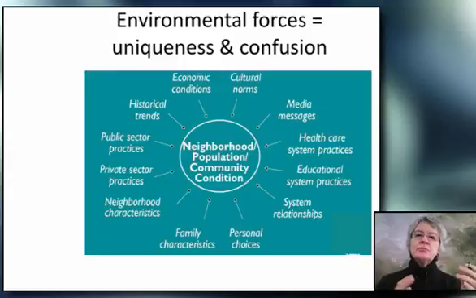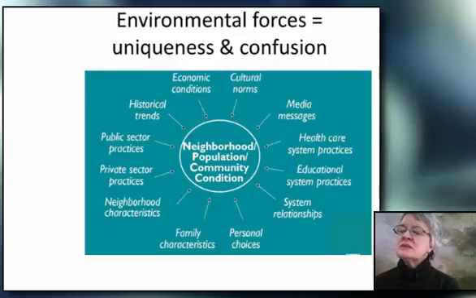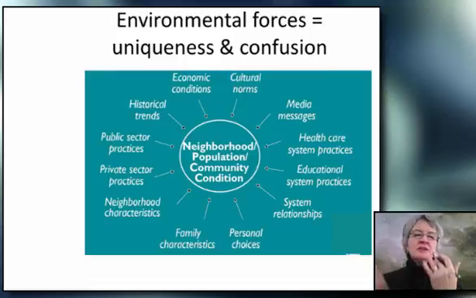So most of the time when people think about their environments, they think about forces. They think about things that are pushing on community conditions. So this is a more traditional look at what might be going on in a community, an ecosystem. There's history and there's economic conditions, there's healthcare system practices, people are making personal choices, there's neighborhood characteristics. If you were to do this in Detroit, you would obviously be spending time describing how many empty lots there are. But to be able to deal with all this information all at the same time can be very confusing, and it makes it hard to figure out where you want to focus.